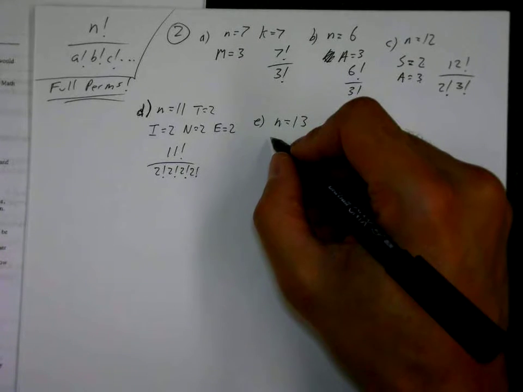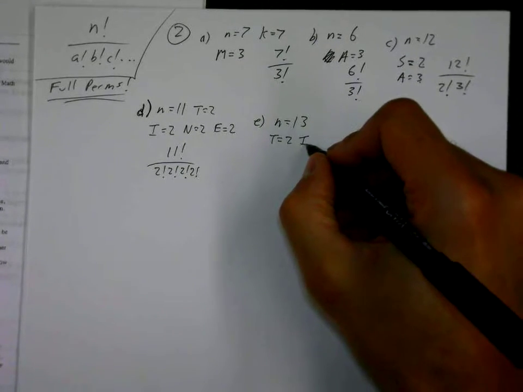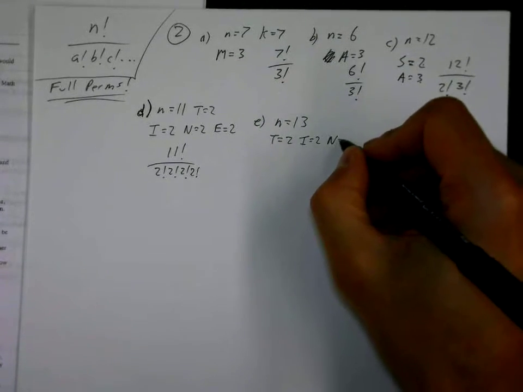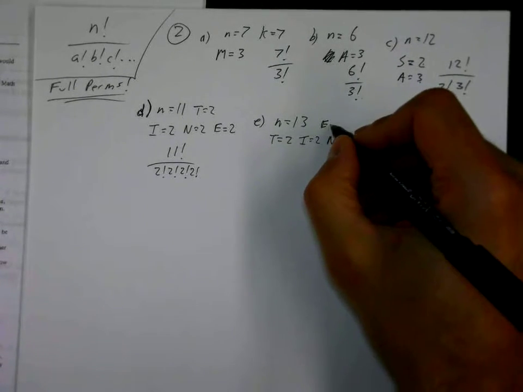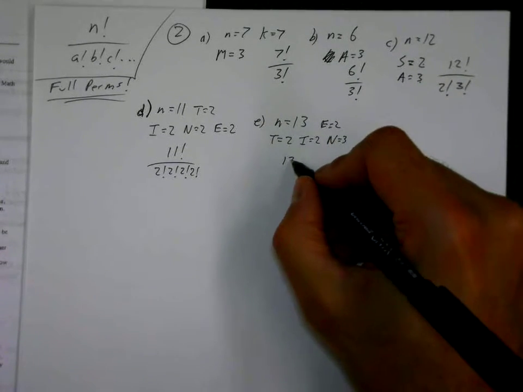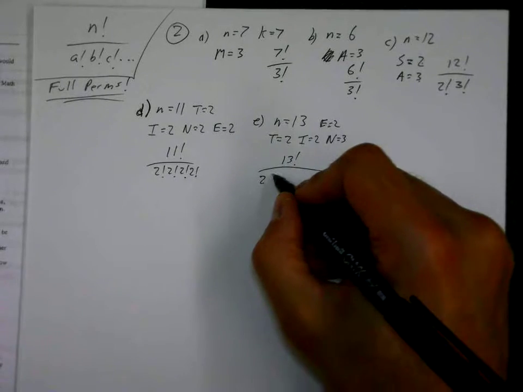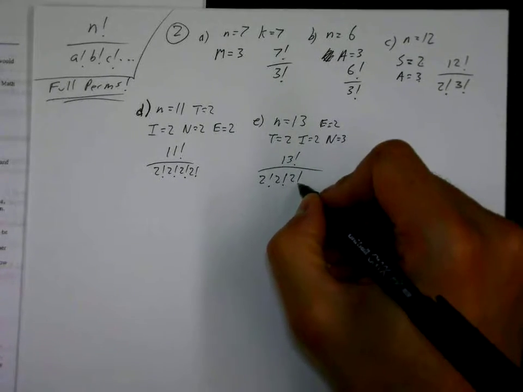So t is going to be equal to 2, I is going to be equal to 2, there's one extra n, so n's now equal to 3, and e is still equal to 2. So this is going to be 13 factorial over 2 factorial, 2 factorial, 2 factorial, 3 factorial.